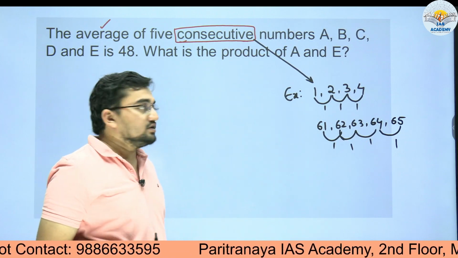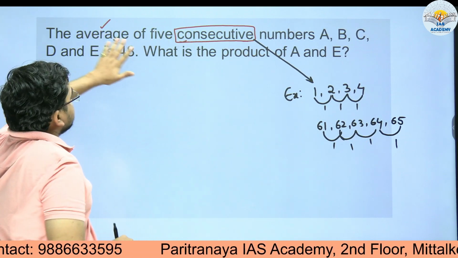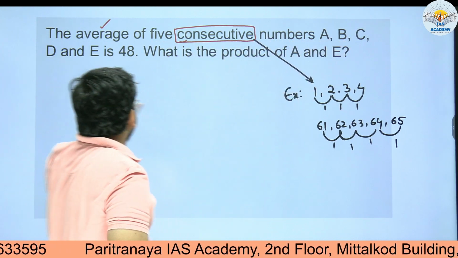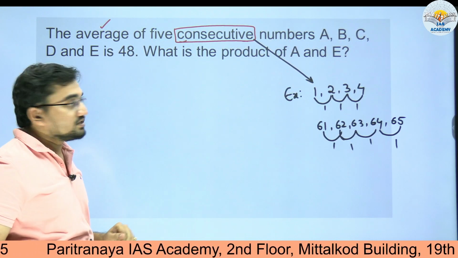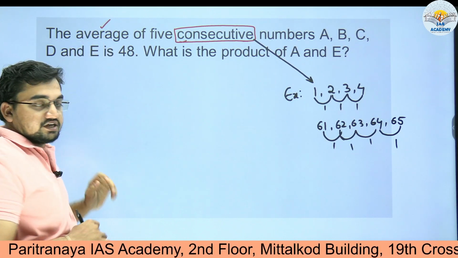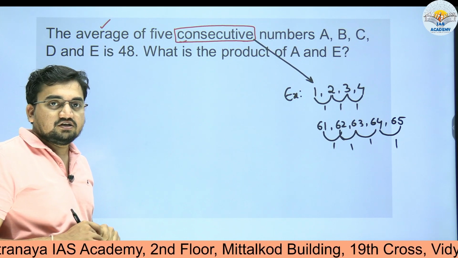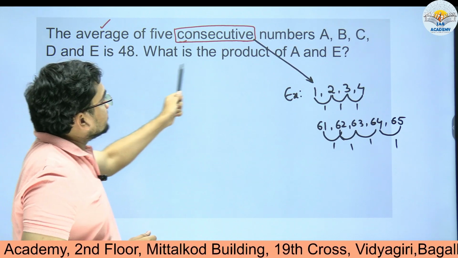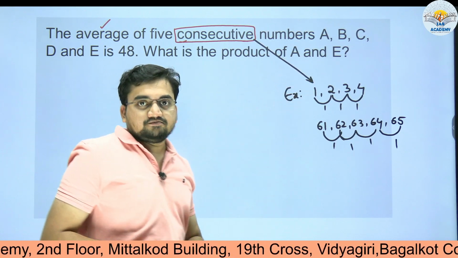Difference is also 1. Okay. So now they have said that the average of 5 consecutive numbers A, B, C, D and E is 48. In this case, the first part of the question gives the average of 5 consecutive numbers. What is the product of A and E?